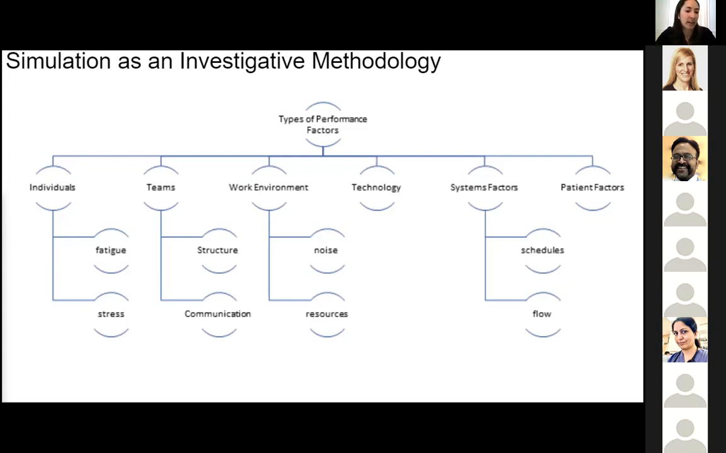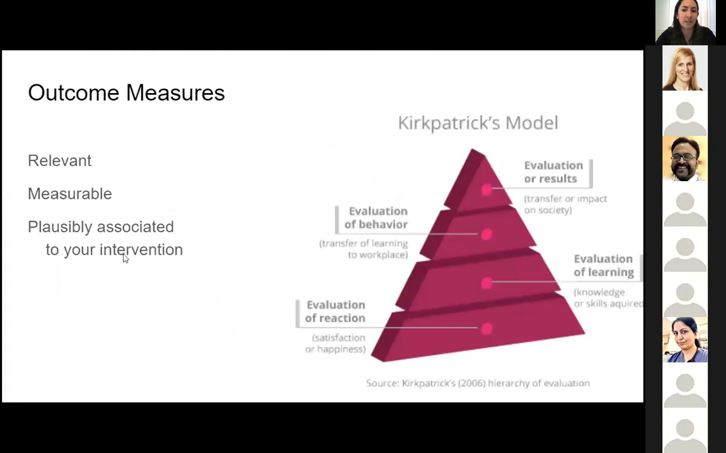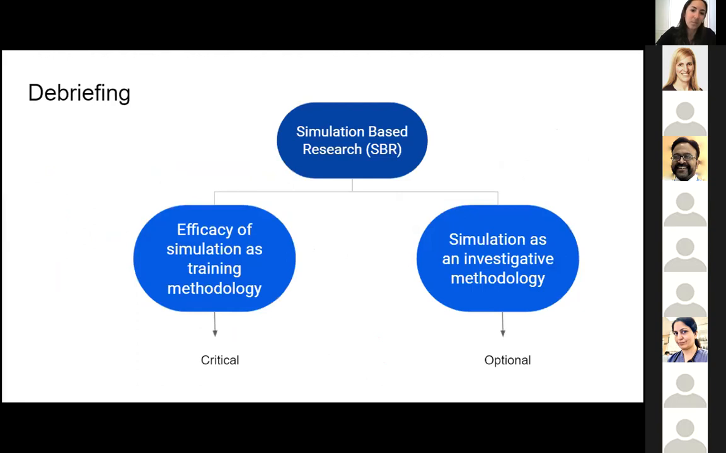And actually what we're going to be getting to in a later slide is Kirkpatrick's model of outcome measures. The evaluation of results, the way it impacts your actual patients, that's the highest level of outcome measures that you could ever hope for. So I think that would be an awesome study. But the category that it would fall into in terms of efficacy versus investigative methodology, this is more just a mental construct. So I think an argument could be made for either in that instance, but I do think that that's a really cool idea.